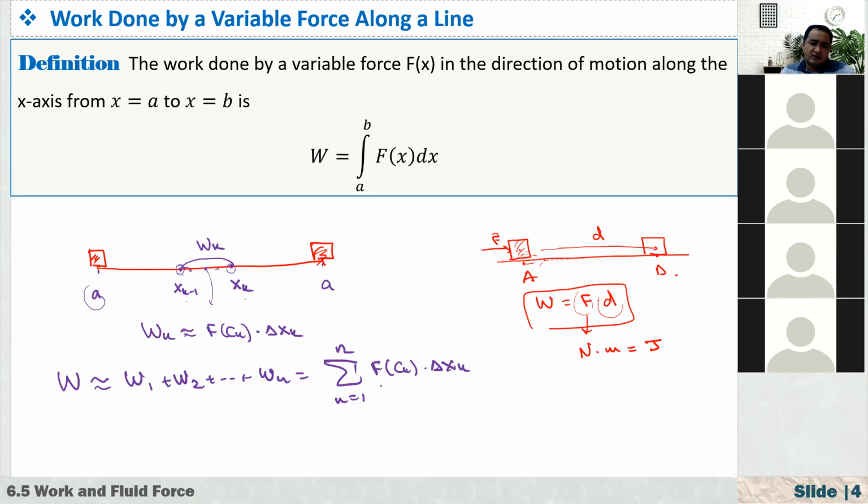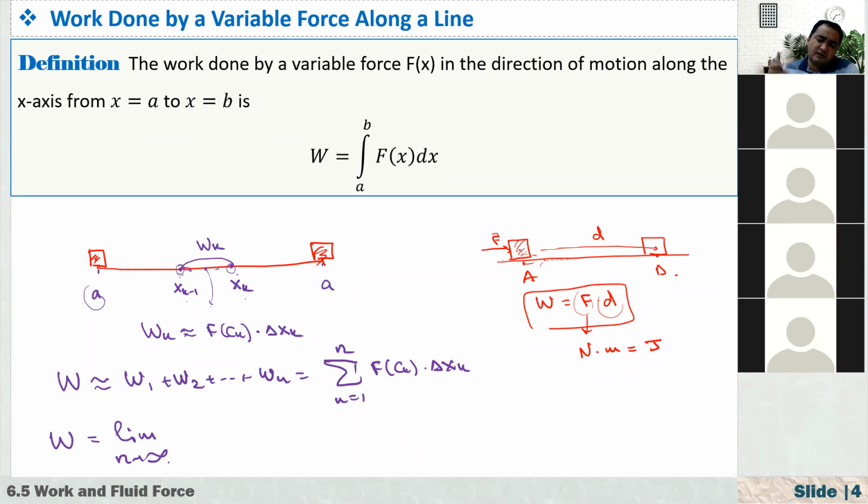Now we expect that as we increase the number of subintervals, our force, when moving from x sub k minus 1 to x sub k, does not change much. And how about if n goes to infinity? What you see here is that the total work done gives us that limit as n goes to positive infinity.